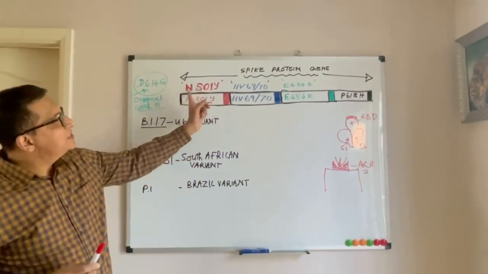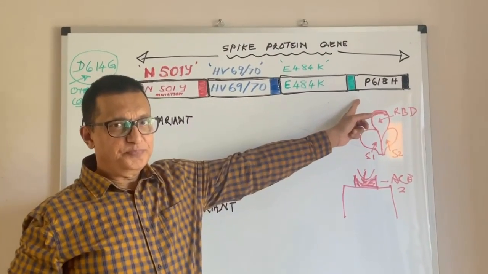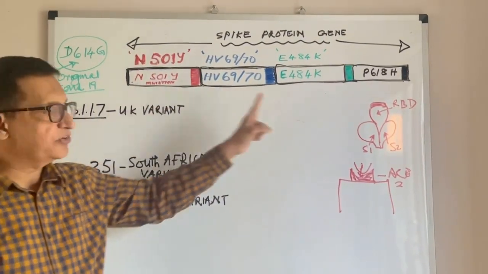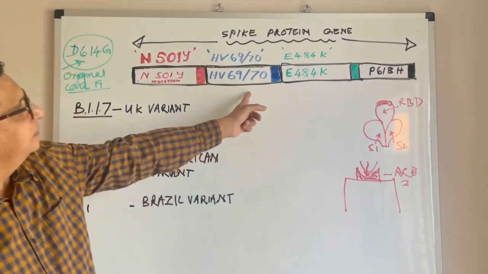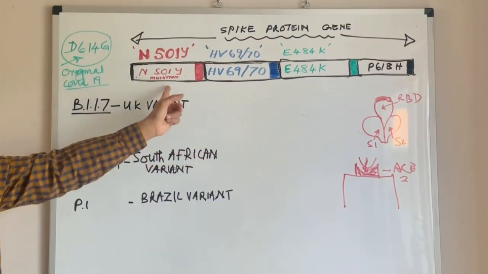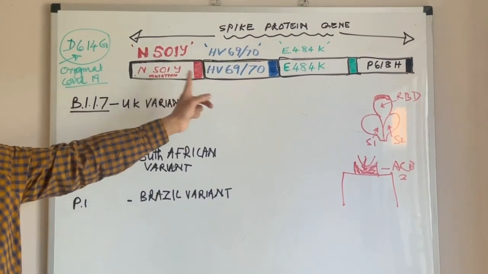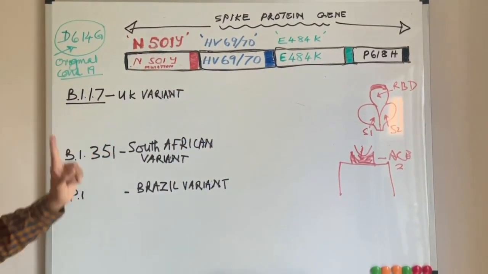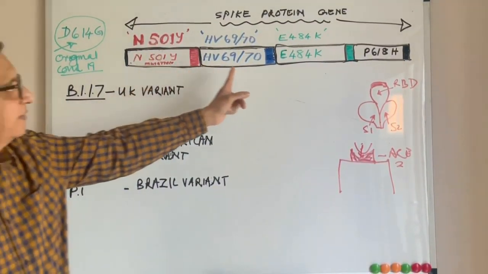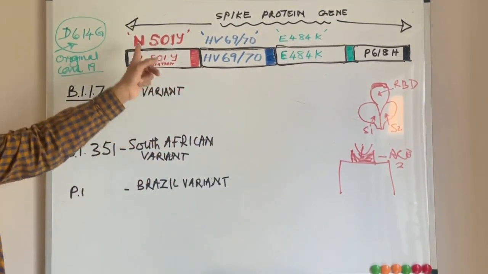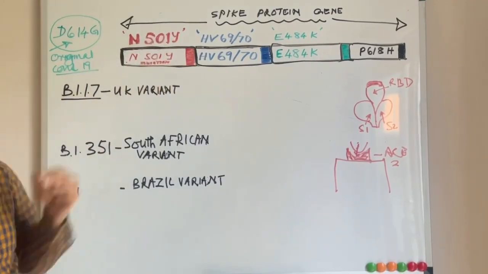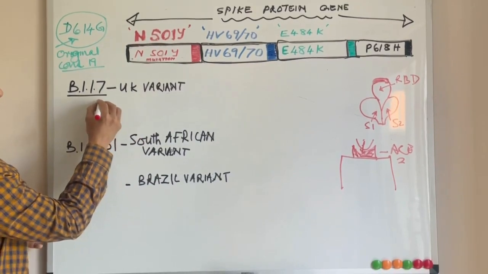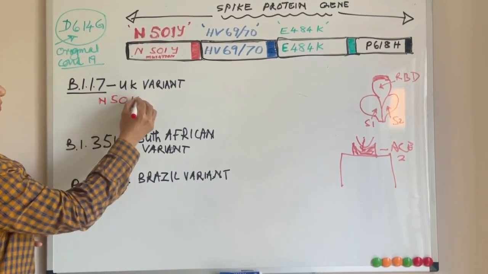Okay, this is the spike protein gene which I took out of the COVID-19 single-stranded genome. So in this spike protein gene, there were a few mutations which are related to the new variants that we found all over the globe. Out of them, the first one was the N501Y mutation. This is the one which was found in the UK variant.